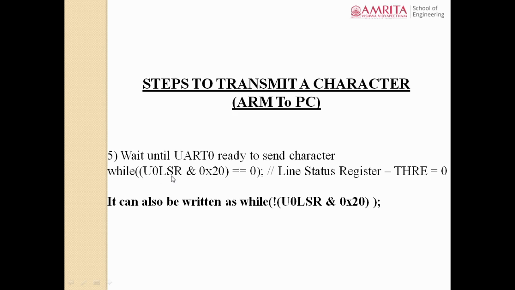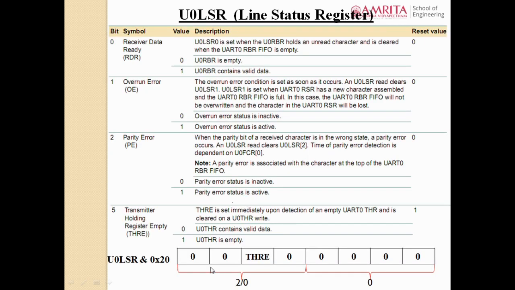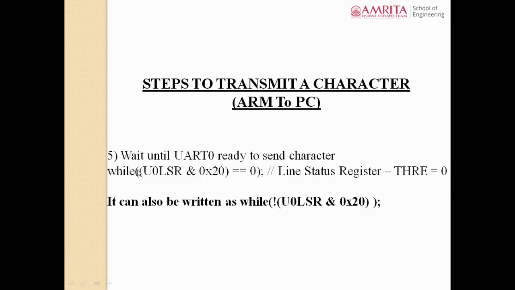So at a particular point of time, U0LSR AND 0x20 will be equal to 1. When will it be 1? When UART is ready. So when it is equal to 1, it will come out of this loop. It will break this loop, right? So if this value is equal to 0, that means U0THR is containing data itself. That means UART is not ready. So it will keep on executing the statement itself. What does it mean? You are waiting until UART is ready. You are waiting there in the same statement.